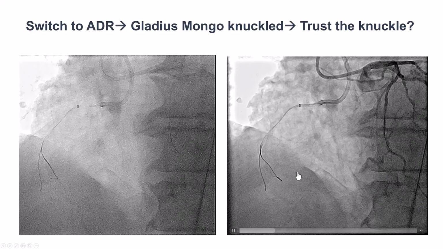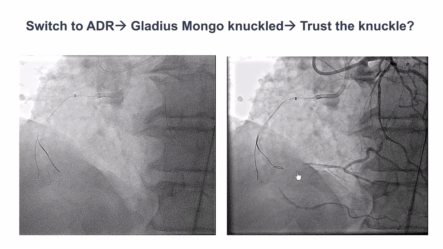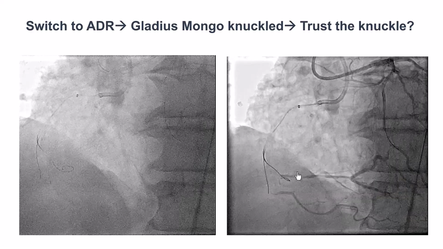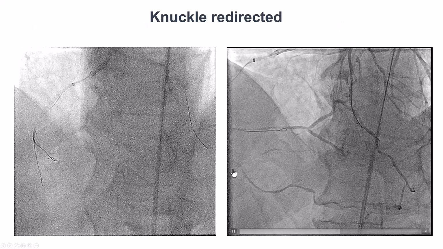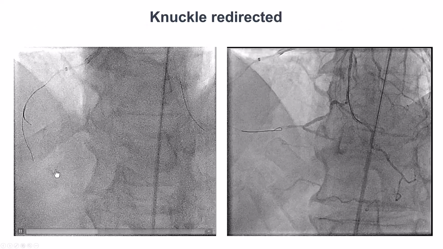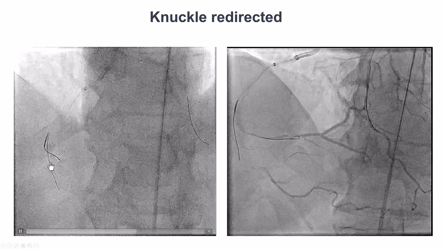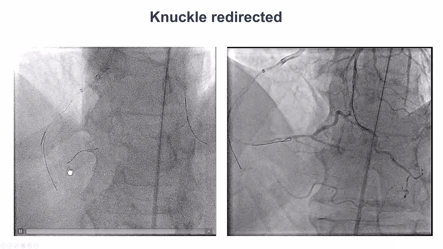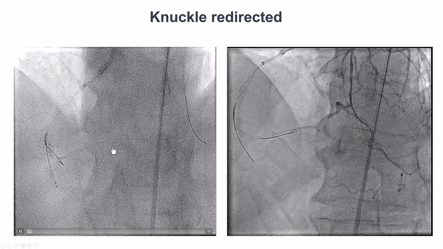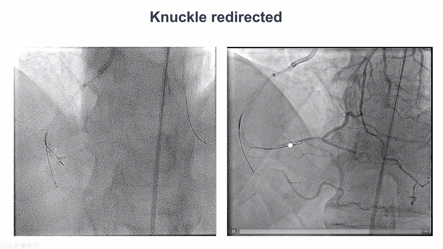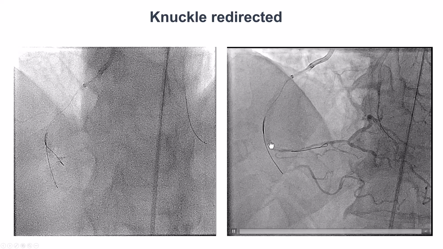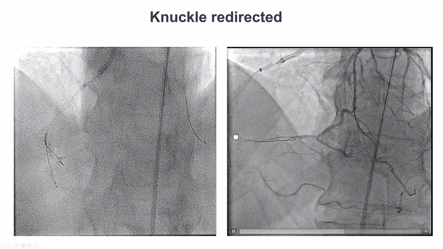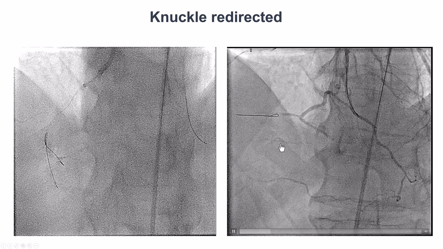We need to make sure in orthogonal projections that our wire is indeed where we think it is based on the one projection. And in this case, we were not, so we pulled back the Gladius Mongo wire and tried to redirect it. And this time, the loop seemed to advance along the course of the vessel. And now we've confirmed with contralateral injection that sure enough, now we're dancing with the vessel. We're clearly in the extraplaque position next to the distal true lumen.